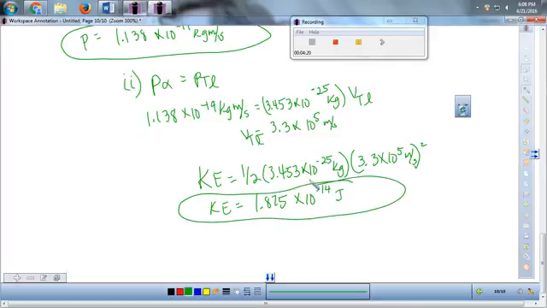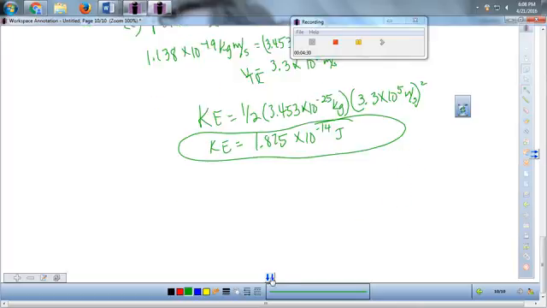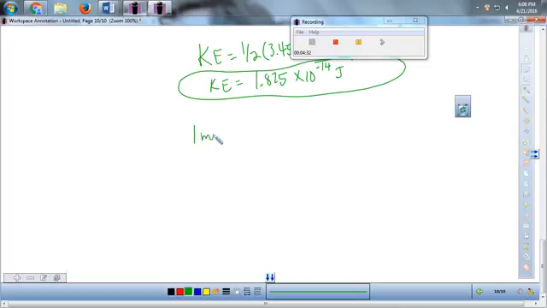Yippee skippy. Okay. Now the part C of that question said determine the total energy released during the decay of 1 mole of bismuth-212. Alright, well remember you got to know Avogadro's number. 1 mole is 6.02 times 10 to the 23rd particles.